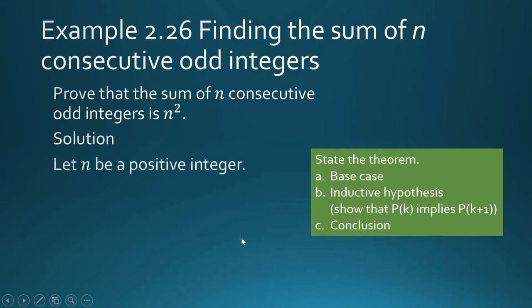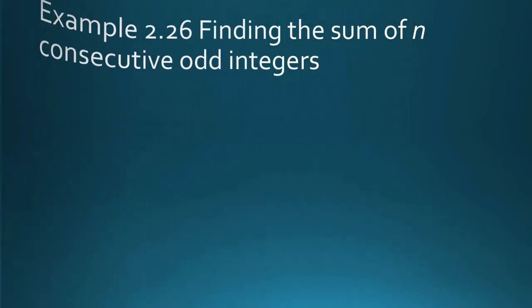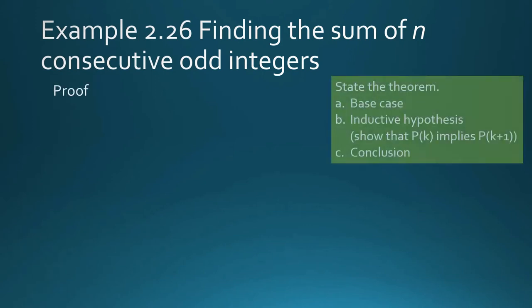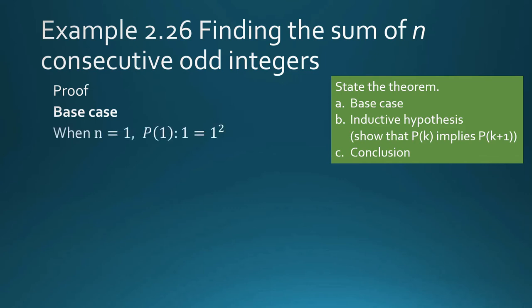We begin by stating the theorem that we are supposed to prove. Let n be a positive integer. This is the theorem, and this is how we write it. This is the general term for an odd integer. This is how you write an odd integer. So we begin the proof by writing the word proof, and again, this is the organization of our proof. The first part would be the base case. That is, you must show that the theorem or the proposition is true when n is equal to 1.